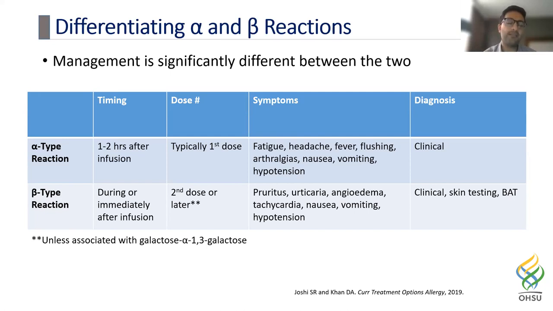Versus the beta type, where reactions happen pretty quickly, almost immediately during the early part of the infusion, usually on the second dose or later, unless it's associated with alpha-gal. They get much more of the typical pruritus, urticaria, angioedema, things that we think of with our typical hypersensitivity reactions. You could do skin testing and other diagnostic tools, but really when it comes down to it, it's clinical. And again, why that's important is that if it is IgE-mediated, or you're concerned that it is IgE-mediated or even IgG-mediated, there isn't much you can do in terms of pretreatment.